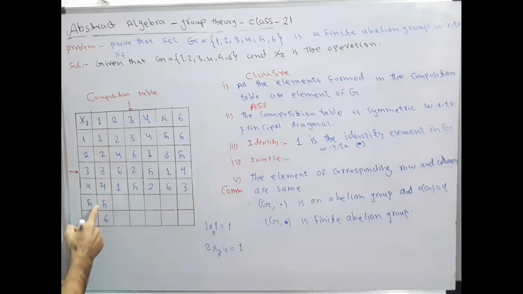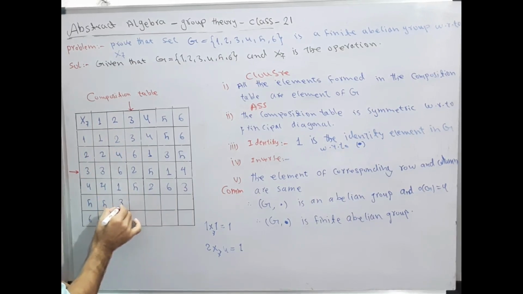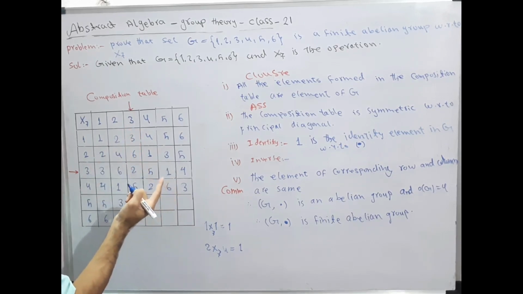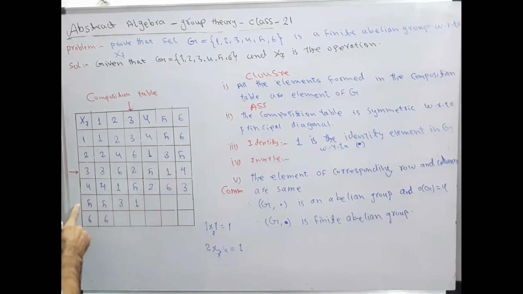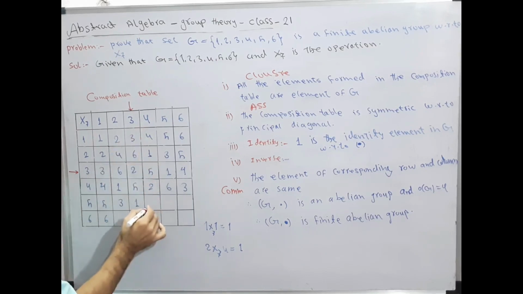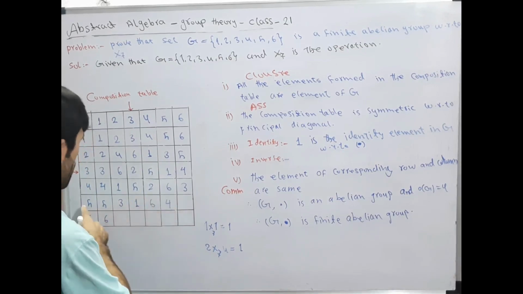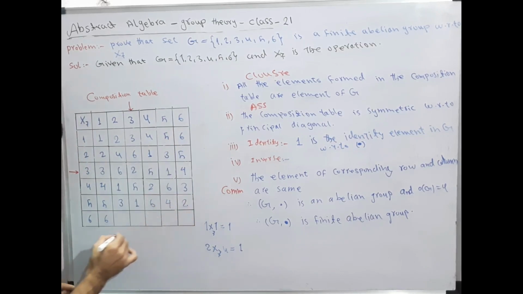5 into 1, 5. 5 into 2, 10. 10 divided by 7, the remainder will be 3. 5 into 3, the product will be 15. 15 divided by 7, remainder will be 1. 5 into 4, 20. 20 divided by 7, the remainder will be 6. 5 into 5, 25. 25 divided by 7, the remainder will be 4. 5 into 6, 30. 30 divided by 7, the remainder will be 2.